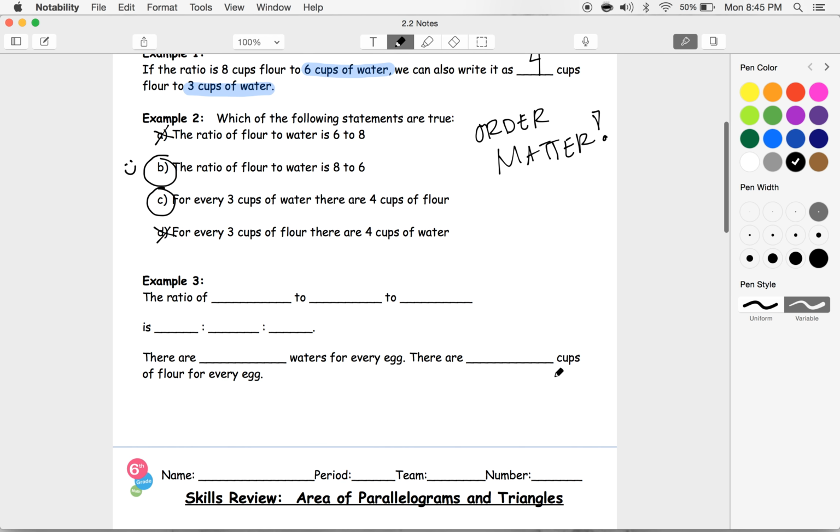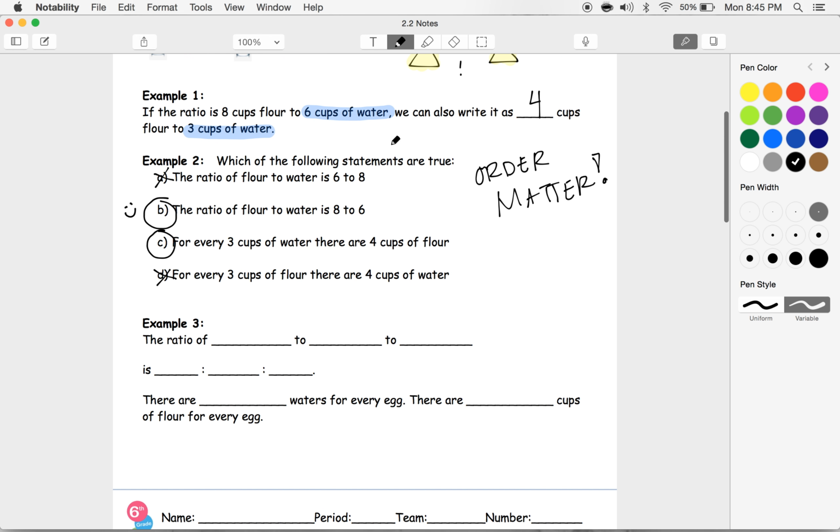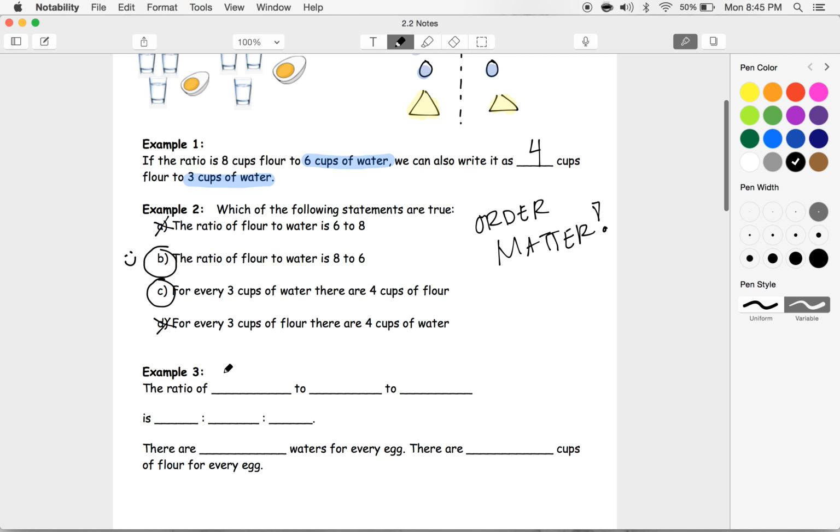Okay. So for example 3, we have the ratio of blank to blank to blank. So we're still talking about up here. What were the things that we were comparing? We were comparing flour to water to eggs. And we had 8 total flour, 6 total water, and 2 total eggs.